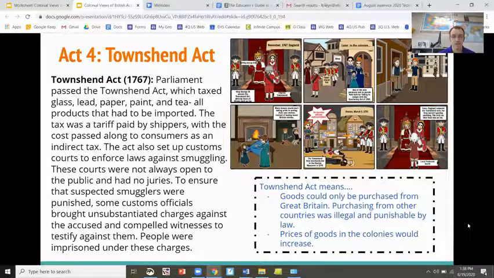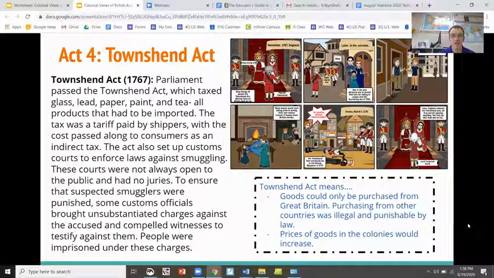This act also set up customs courts to enforce laws against smuggling. These courts were not always open to the public and had no juries. To ensure that suspected smugglers were punished, some customs officials brought unsubstantiated claims against the accused and compelled witnesses to testify against them. People were imprisoned under these charges.